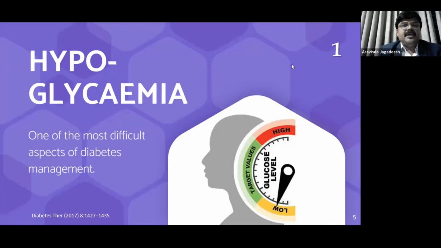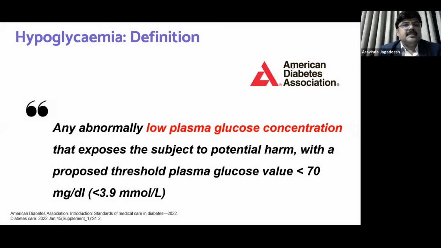Hypoglycemia is one of the most difficult aspects of diabetes management. I'm sure all of us will agree. The definition from the ADA: any abnormally low plasma glucose concentration that exposes the subject to potential harm, with a proposed threshold plasma level value of less than 70 milligram per deciliter, that is less than 3.9 millimole per liter. This is the definition we should all remember to say a person has hypoglycemia.